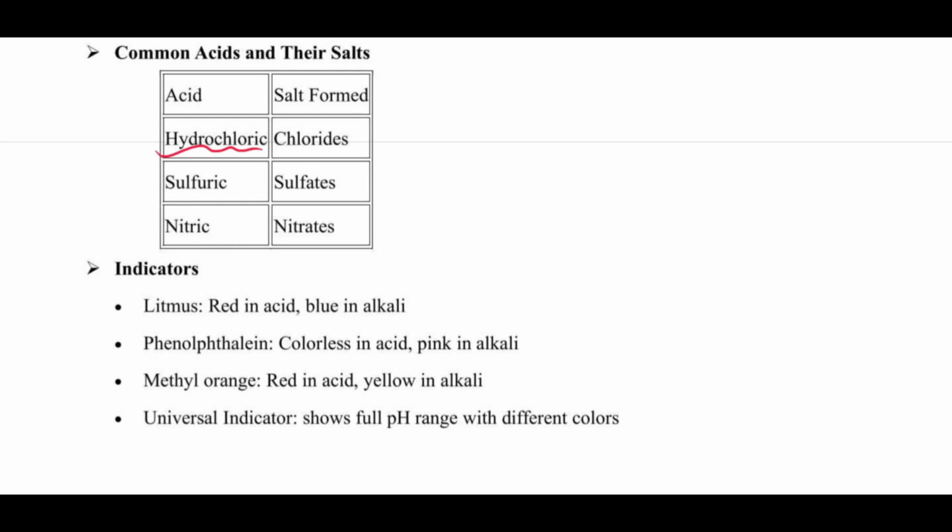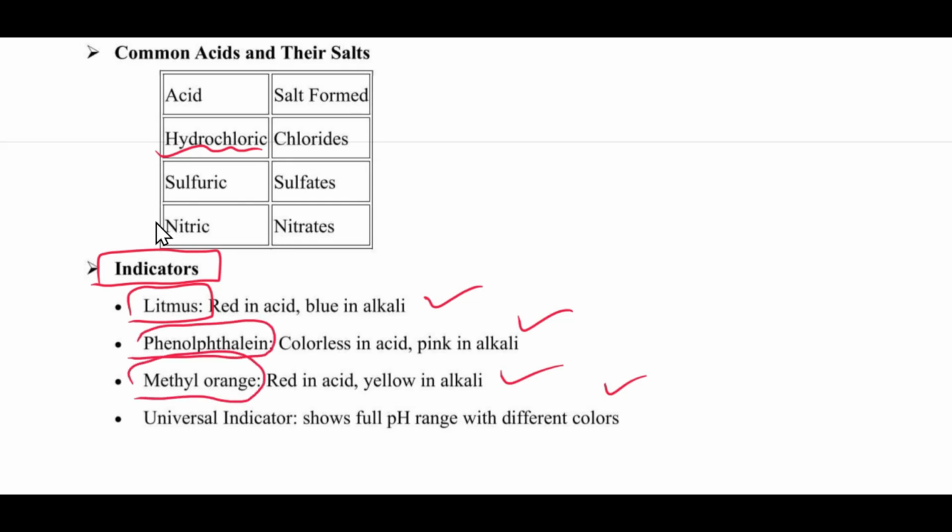Now, this is a very important question related to the indicators, and at least one question related to the color of different indicators, whether the solution is an acid or a base, will appear in your exam. So you have to memorize these colors of the indicators. There are different types of indicators. One is litmus, another one is phenolphthalein, the third one is methyl orange, and the fourth one is universal indicator. The litmus paper always turns red when it is in acid. So the color of the litmus is always red in acid and it is blue in the alkali.